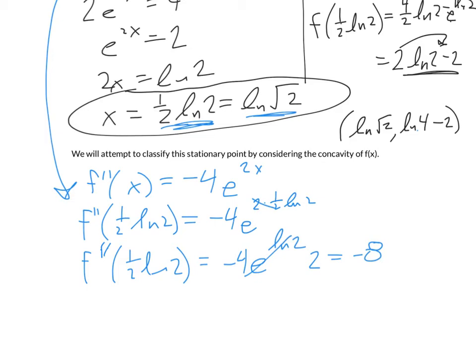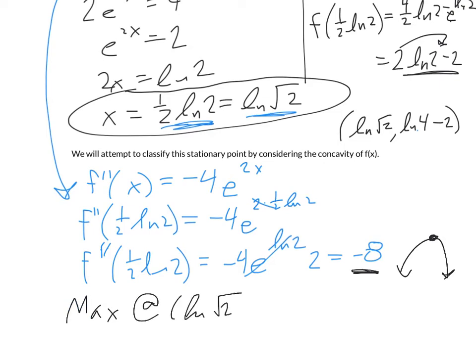It's not a minimum, it's actually a maximum. I decided to leave that error in, though, because it's really easy to make that mistake. We see this negative thing. This negative thing means it's concave down, and we start feeling and wanting to say minimum. But remember, if my function is concave down, the thing that I found has to be a maximum, right? So we have a maximum at natural log of the square root of 2, comma, natural log 4 minus 2.